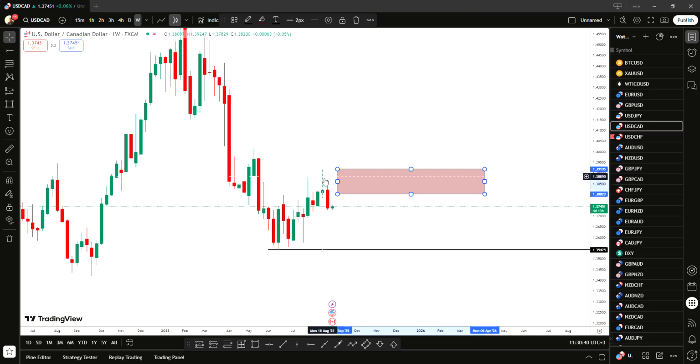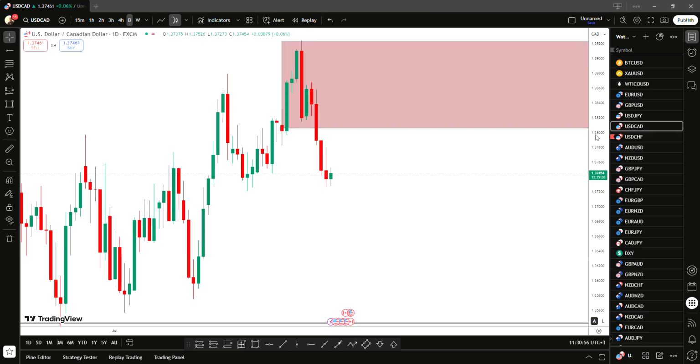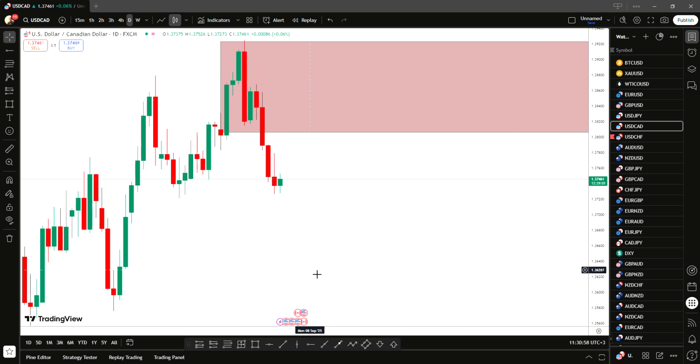So this is the candle that we are going to mark. This candle here, this is the one that we are going to mark, the opening price, and then the high that it reached previously. After that, we are going to go down to the daily time frame to see where we can refine our zones. Now this is where it becomes interesting on the daily time frame.